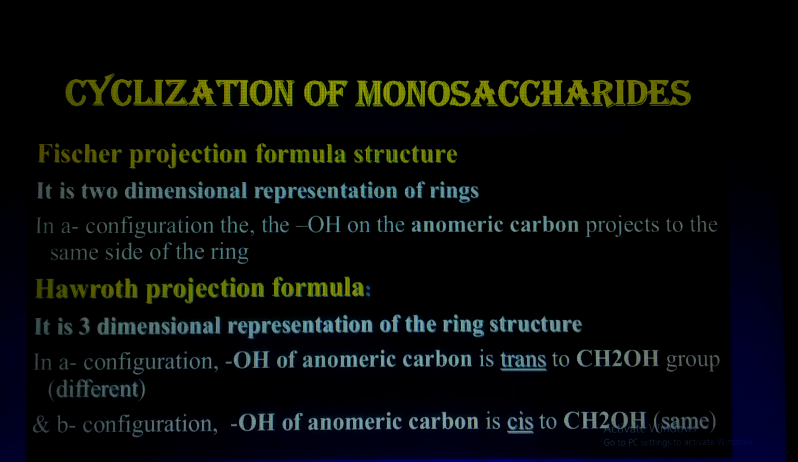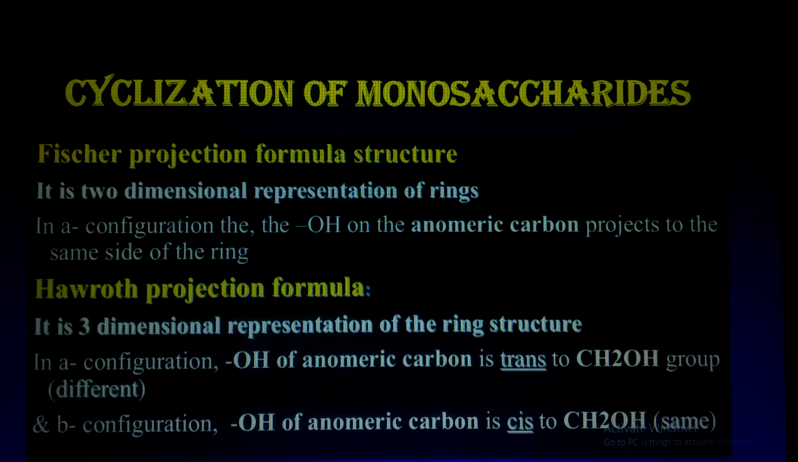So the monosaccharide cyclization is represented by Fischer projection formula structures and Haworth projection formula. Number one is the Fischer projection. What is Fischer? This is the two-dimensional presentation of the ring. I will show you. Fischer is the two-dimensional, but Haworth projection formula is the three-dimensional representation of the ring structure.